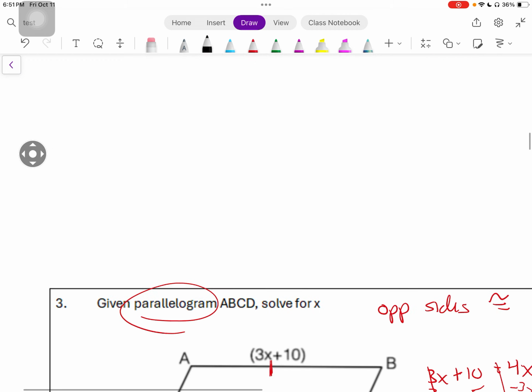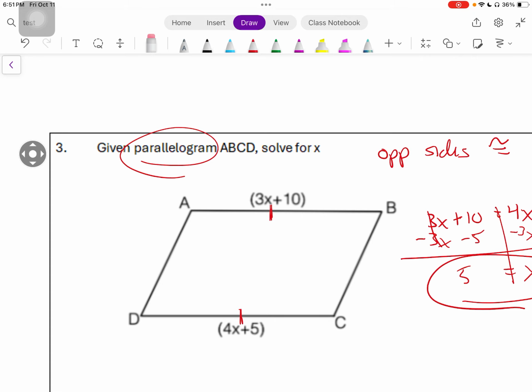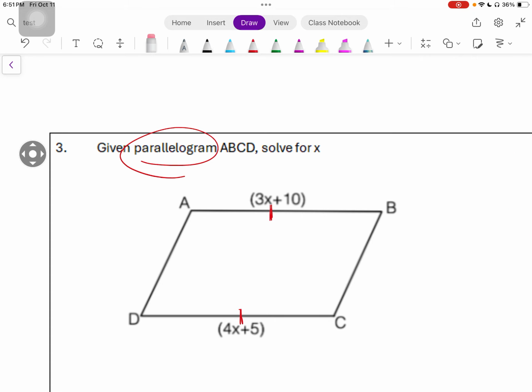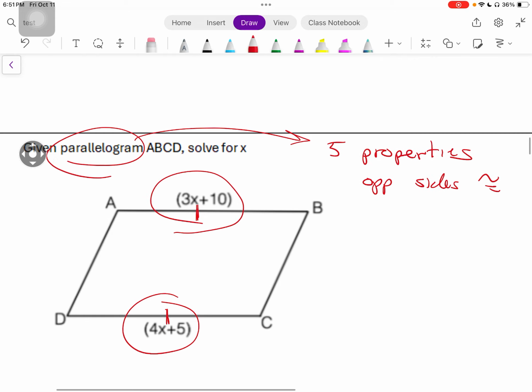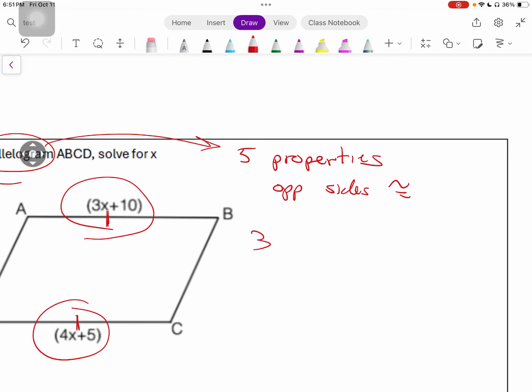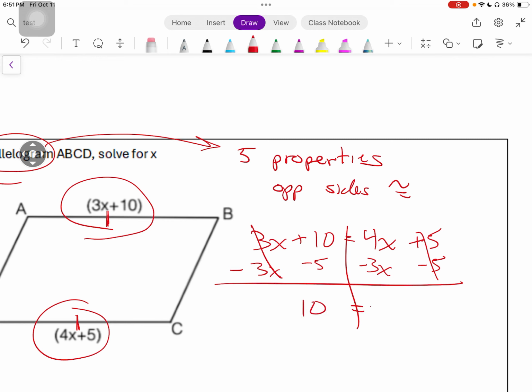All right, last question. This one should be a little quicker. Kind of already started it, looks like I didn't erase it. That's all right, we'll do it together. So when we see parallelogram, we have the 5 properties. In this case, it's going to be that opposite sides are congruent. And I know that because they gave me these side lengths. So again, if those 2 sides are congruent, what I could do is set them equal to one another and solve for x. Subtract 3x from both sides, subtract 5 from both sides, and we get 10 equals x.